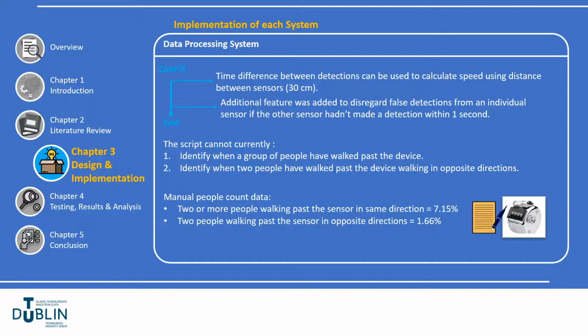In order to get an idea of how often such events occur, a manual people count was undertaken for 30 minutes on 3 different days within the ground floor hallway of the TU Dublin Kevin Street campus. From this people count, it was found that the event of 2 or more people walking past a sensor in the same direction occurred 7.15% of the time, and the event of 2 people walking past a sensor in opposite directions occurred 1.66% of the time.